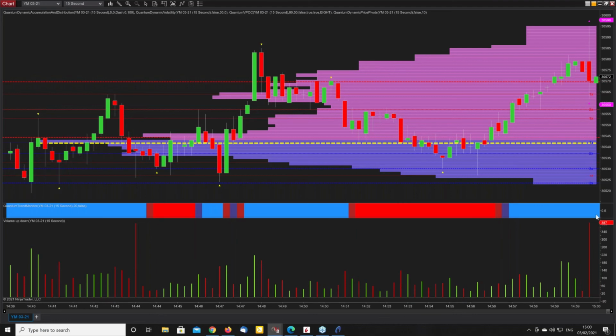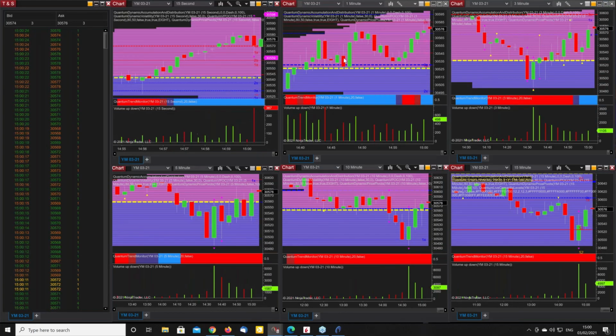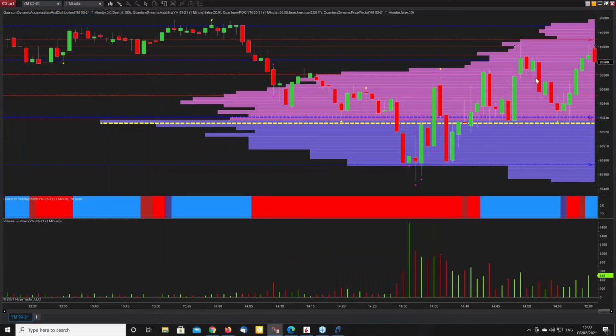Absolute heap of volume coming under here. You can see what we've got. We've got a volatility trigger here. So what are we expecting? We're expecting congestion at that point, and we haven't got volatility anywhere else, I don't think. Let's have a look. On 1 minute, no. A little bit of weakness coming in here.